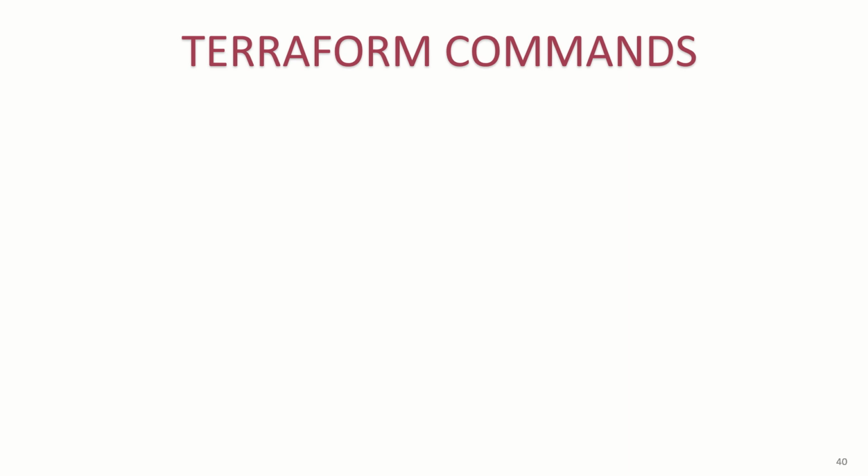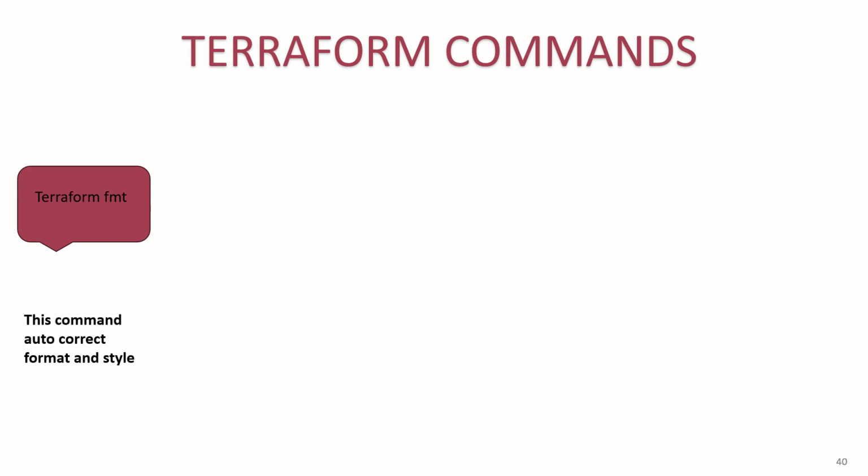There are 6 commands that are mainly used in Terraform. The very first command is terraform fmt. What does the terraform fmt command do? This command basically autocorrects format and style. Suppose you have copied and pasted code, and you have put in some spaces or changed the indentation. Once you run the command terraform fmt, everything will automatically get aligned in a proper structured format.